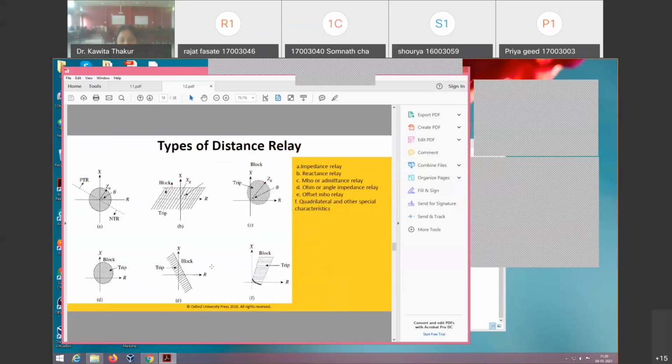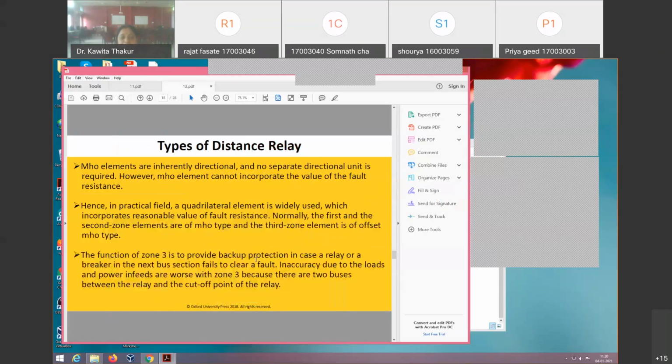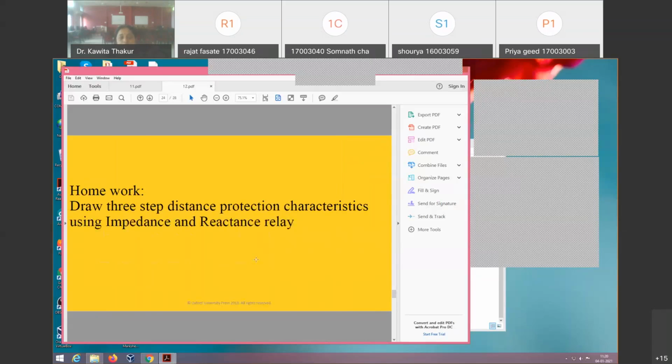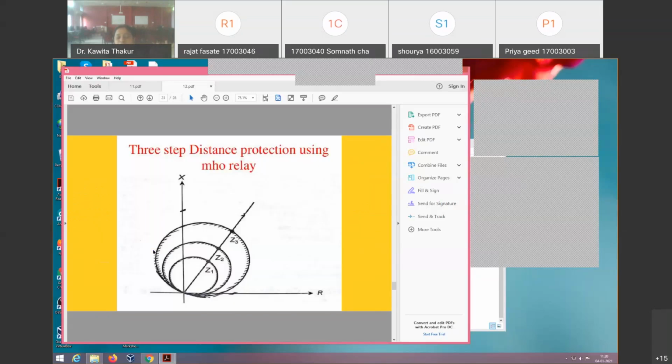Okay, these are the different types of distance relay we have seen. Okay, impedance, reactance, Moore, offset Moore. This is angle impedance. This is quadrilateral relay. Okay, this we have seen in types of distance relay. Okay, and a three-step distance protection using Moore. Okay, homework, here you have to draw different characteristics of relay. Okay, using impedance, reactance, and Moore. Okay, this we have seen in our 12th lecture.